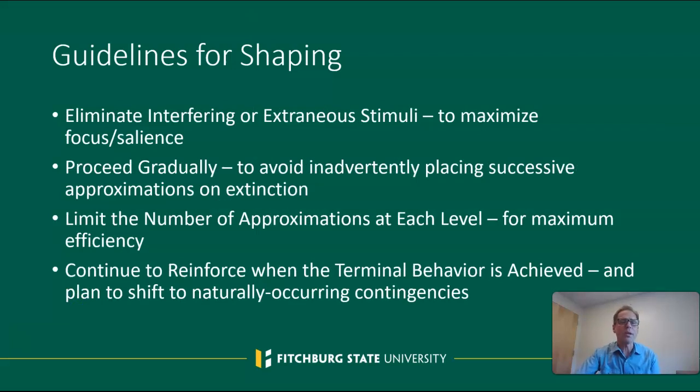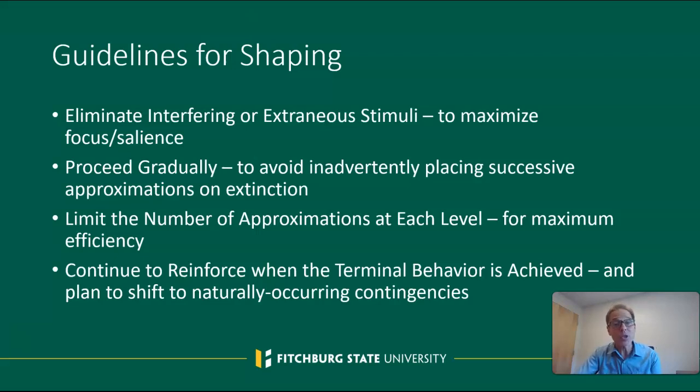We also want to make sure that we eliminate interfering or extraneous stimuli so that we can maximize focus and salience. And this actually can go for both our learners and for ourselves, right? We want to make sure that our learner is able to be focused, they're able to attend to what they need to attend to, so they're likely to engage in some of these approximations. But we also want to make sure that we, as agents of change, are in a position where we are able to focus on our learner, make sure that we see a successive approximation when it occurs so that we can reinforce it and we don't accidentally miss it.